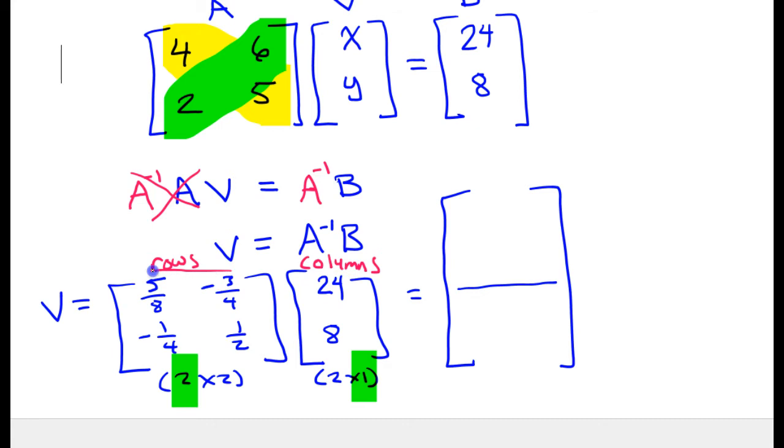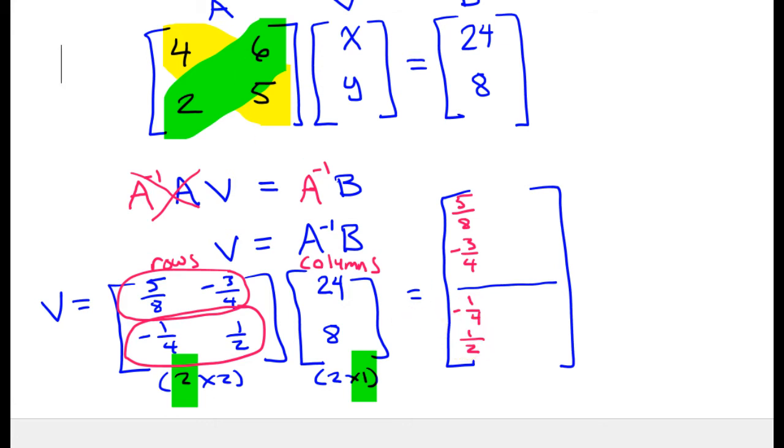So check this out. I have row 1, and row 1 belongs in row 1. I'm going to write it vertically even though it's a row, so don't get confused. Row 1 is 5/8 and -3/4. So row 1 goes in row 1. I'm just going to stick with rows for a minute. Now I'm going to do row 2. Row 2 belongs in row 2, so I'm going to put my -1/4 and my 1/2 in row 2.